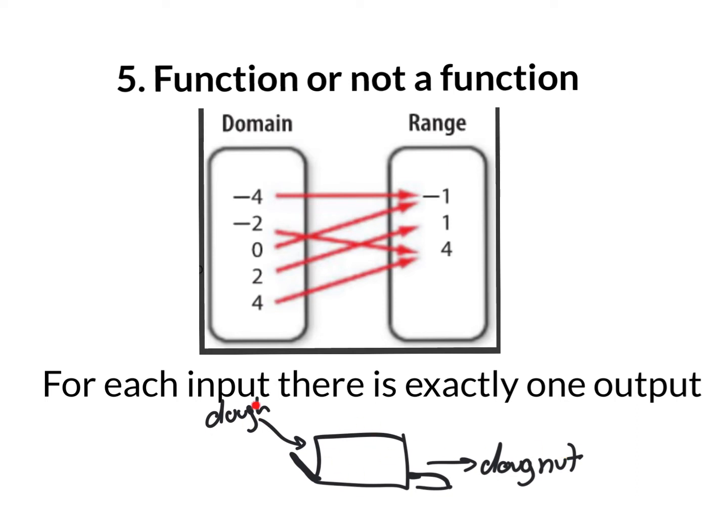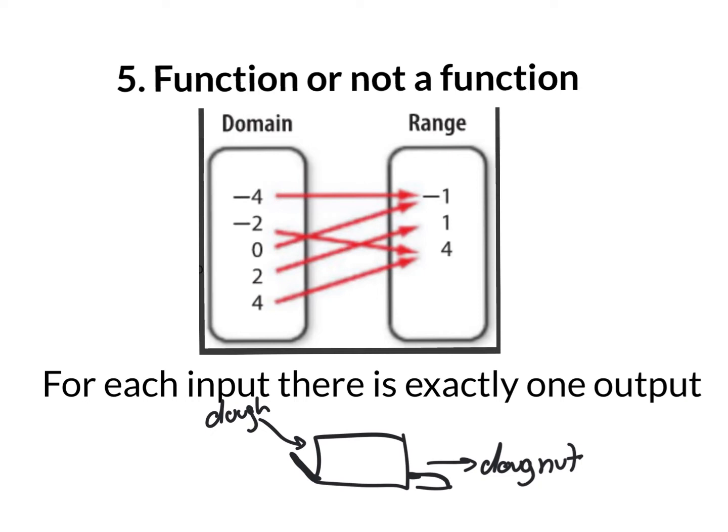If you plug in any input, it's supposed to give you the same output every time you do it. So what this is saying is I plug in a -4, I get out a -1. I plug in a -2, I get out a 4. I plug in a 0, I get out a -1. I plug in a 2, I get out a 1. I plug in a 4, I get out a 4. Never do I plug in the same number twice and get out different answers, okay? So this is a function, okay? For each input, there is exactly one output.